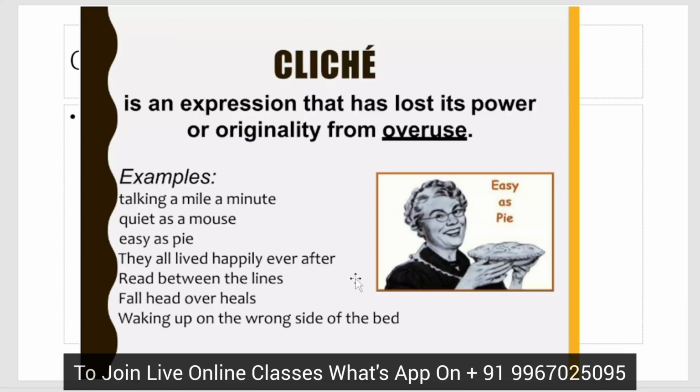Cliche is something which is used overly. For example, do not forget to like, follow, share, and subscribe. This is too cliched now because a lot of people have been using it, and it's an overuse. Talking a mile a minute, quiet as a mouse, easy as pie. They lived happily ever after. Read between the lines. Fall head over heels. Waking up on the wrong side of the bed. So cliche is whenever certain phrases are overused. That's cliche, a figure of speech.